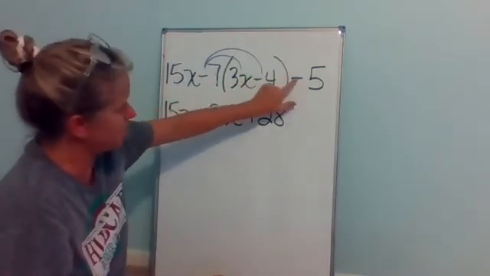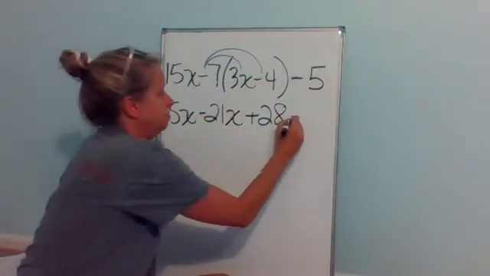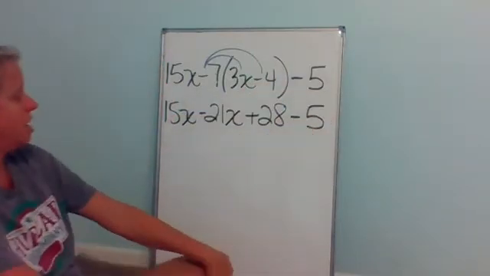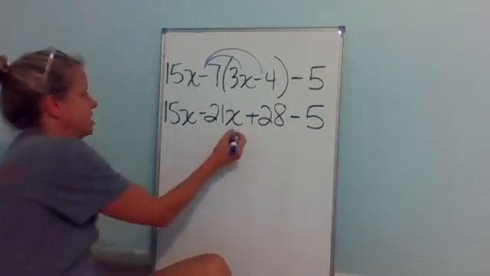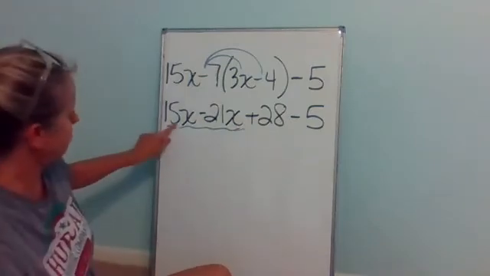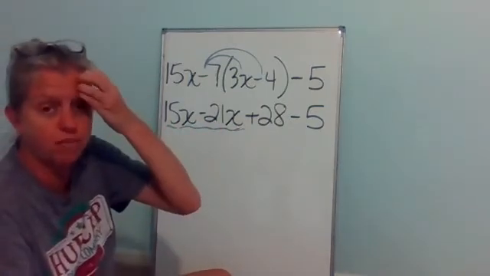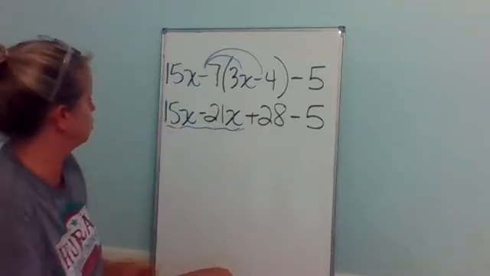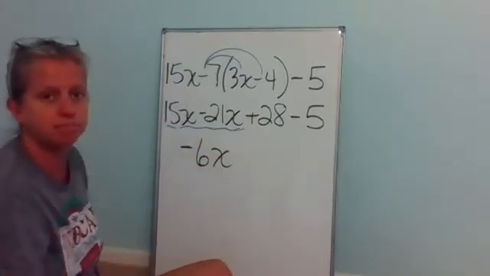Now I'm done with the parentheses. So this is not affected. So this minus 5 just comes down. Now let's clean this up. Let's put our x's together, which would be these first 2 terms. I've got 15 minus 21. If you want, punch that in. 15 minus 21 is going to give you negative 6 x's.